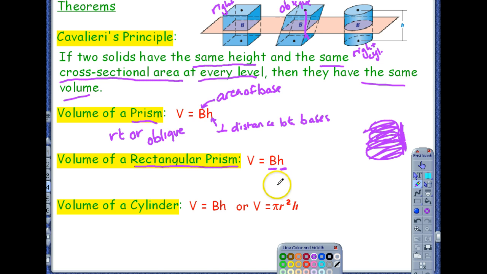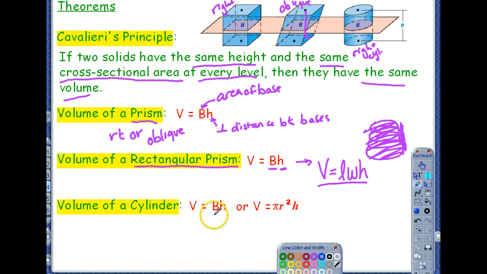Now, if it's a rectangular prism, the base is a rectangle, so that means you can just do length times width. So a lot of times you think volume is length times width times height. That's a formula that you've learned even before here. It only works for rectangular prisms, but that's what makes rectangular prisms kind of unique. Exactly. All right, volume of a cylinder, be careful, it's still area of the base times the height.